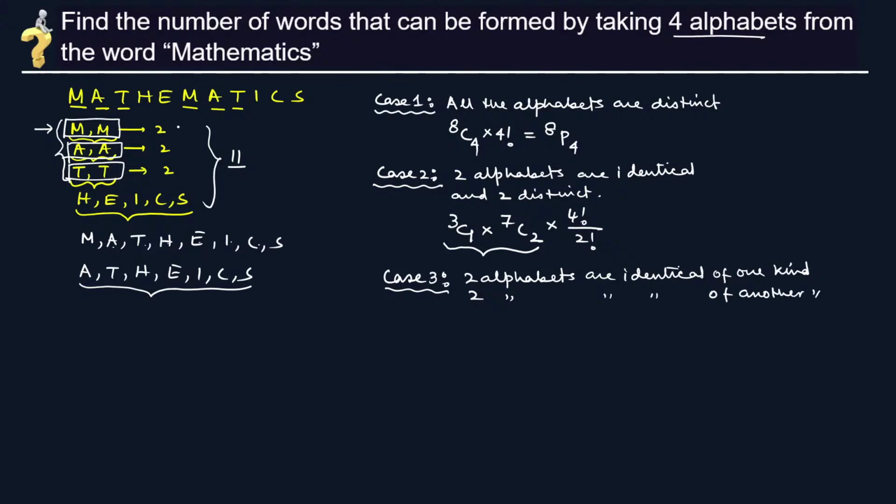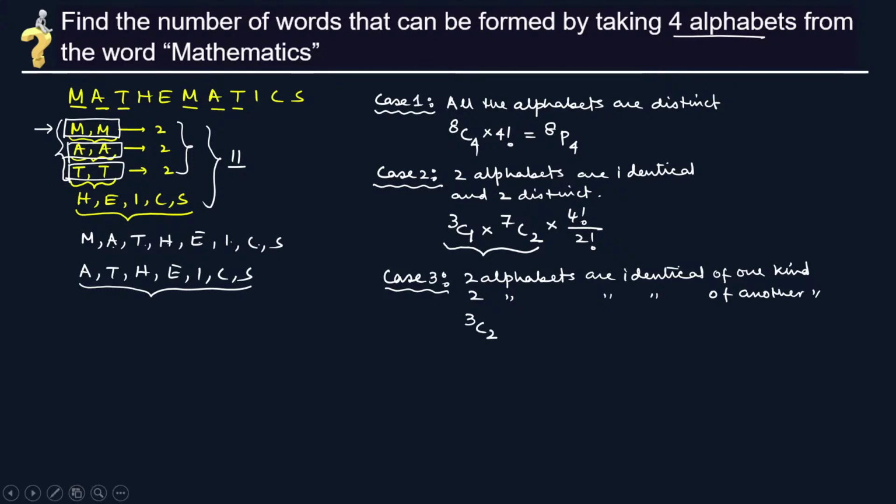Okay? That means you are actually selecting two groups from these three pairs. I mean, you are actually choosing two pairs from these available three pairs. Yes or no? Because the moment you choose one pair, you are actually having two identical alphabets. Since you need two alphabets identical of one kind and two alphabets identical of another kind, from these available three pairs, I'm selecting two. So that can be done in 3C2 different ways.